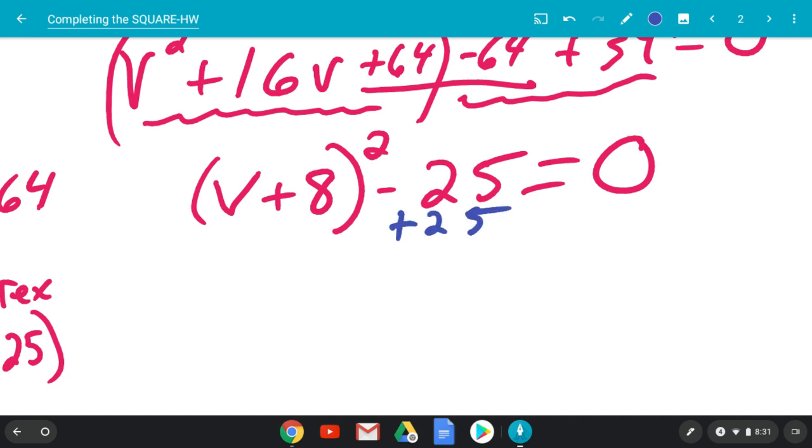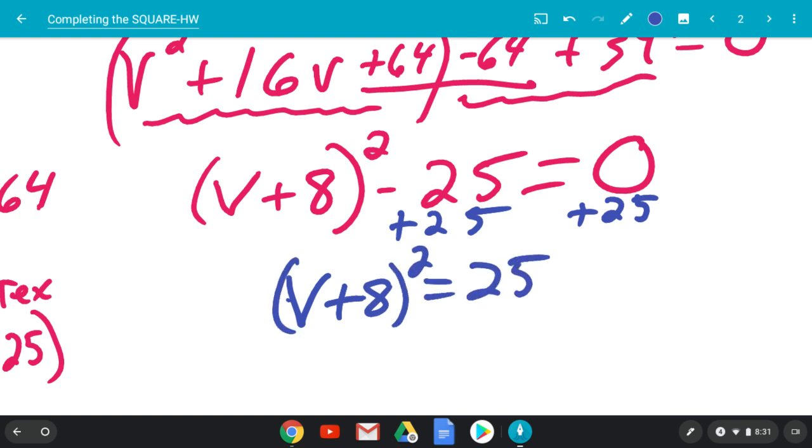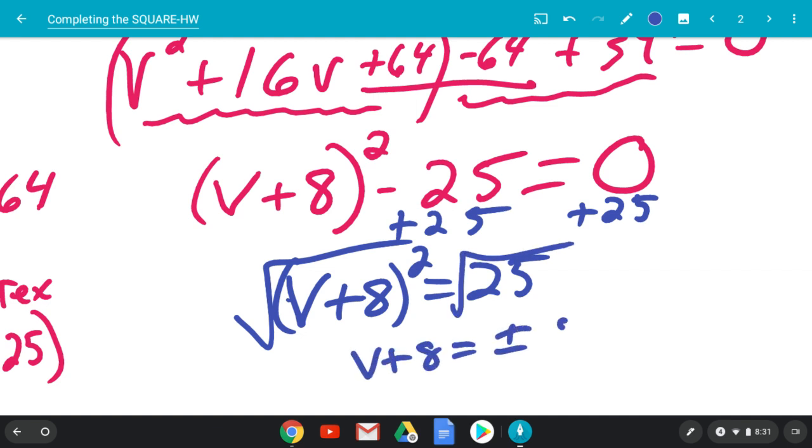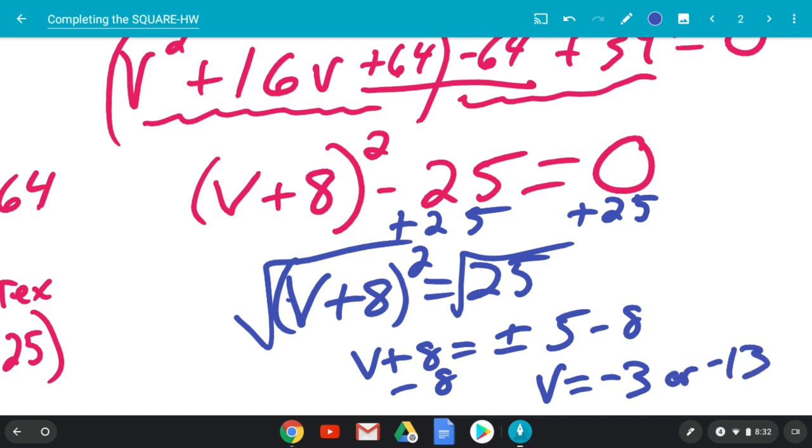Plus 25, plus 25. So V plus 8 quantity squared equals 25. Square root both sides. So V plus 8 equals plus or minus 5. Minus 8, minus 8. So V equals 5 minus 8, which is negative 3. Negative 5 minus 8 is negative 13. Cool?